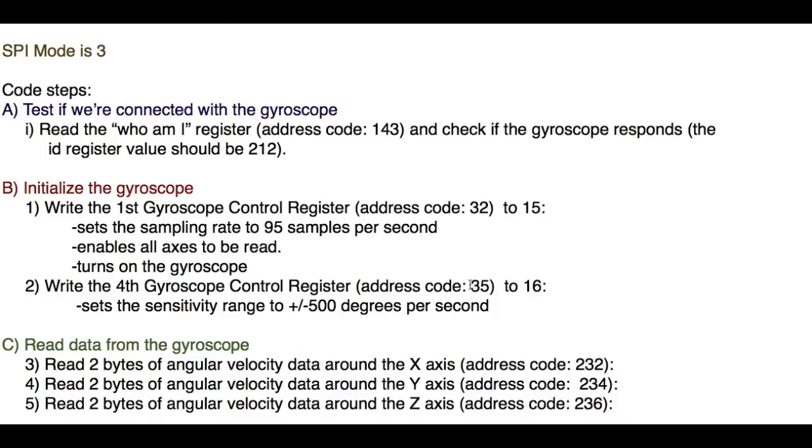Then we're going to write to the fourth gyroscope control register. The address code is 35, and then we're going to set that register to 16. By setting it to 16, what we're going to be doing is setting the sensitivity range, or the full scale range, to plus minus 500 degrees per second.